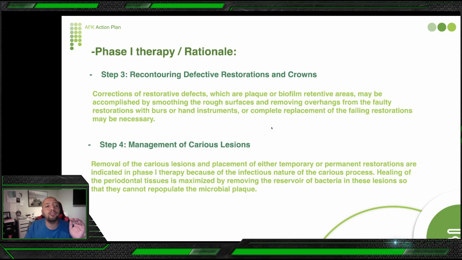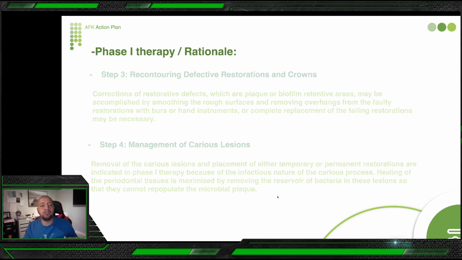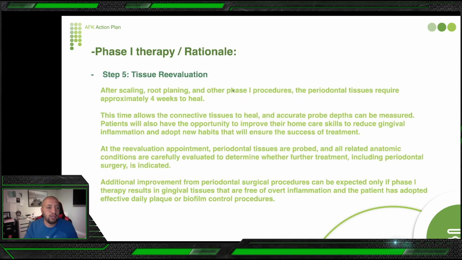And then we are going to do recontouring, defective restoration, and crown correction of restorative defects, because this, as we said, leads to more stagnation of food, or complete replacement of the filling restoration may be necessary. And then management of carious lesions. If the patient has a class 2 deep cavity, it needs to be replaced and cleaned and given a good restoration to reduce the plaque accumulation and food accumulation here.